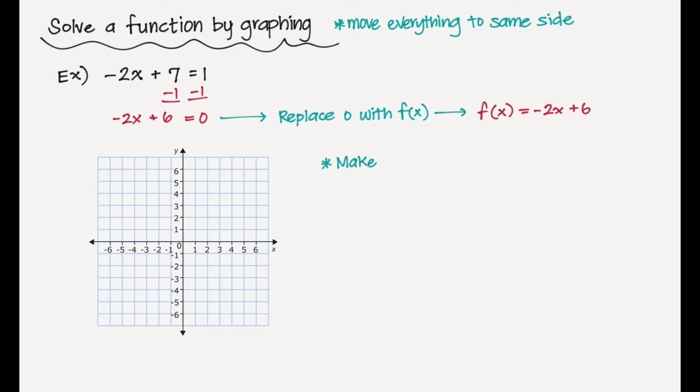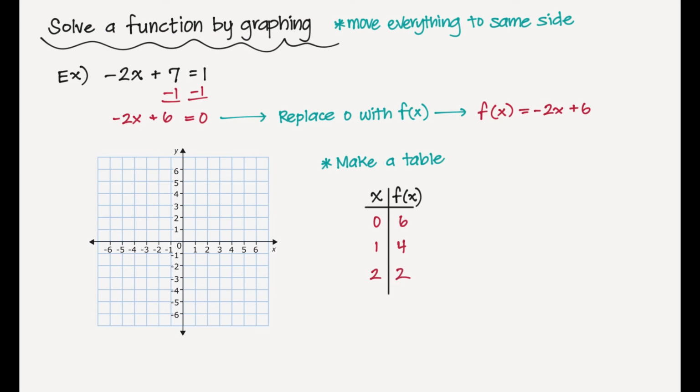Now we're going to make a table, and like you have probably done in the past, we're going to pick some points, plug them into our function, and then I can graph those points. For my x values, I can always pick them. I'm going to pick the easiest numbers, 0, 1, and 2. When I plug in 0, that's negative 2 times 0, which is 0, plus 6 is positive 6. When I plug in 1, that's negative 2 times 1, which is negative 2, plus 6 is positive 4. And when I plug in positive 2, negative 2 times 2 is negative 4, and negative 4 plus 6 is positive 2.